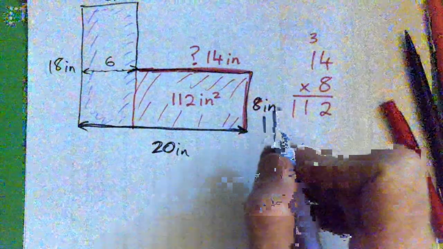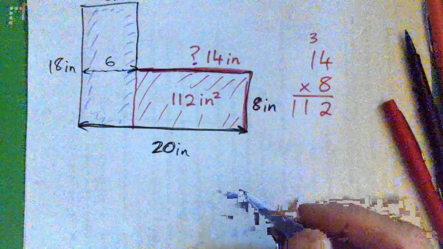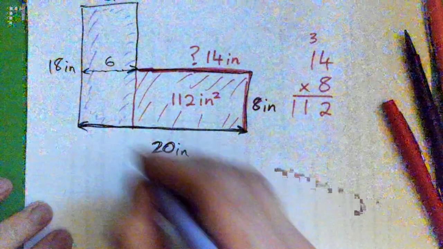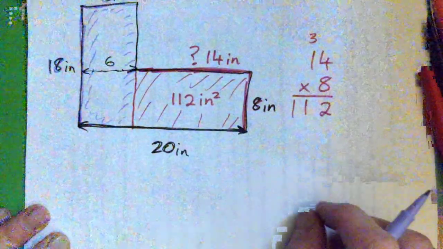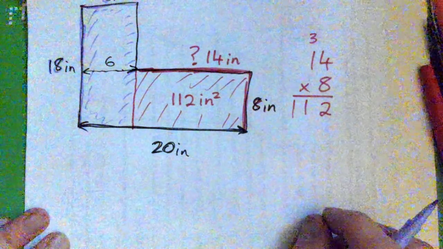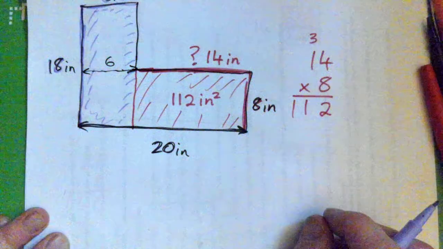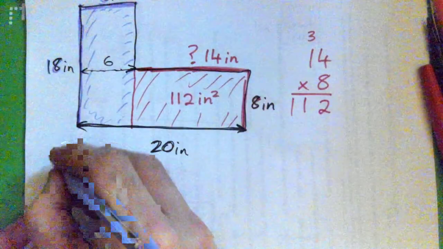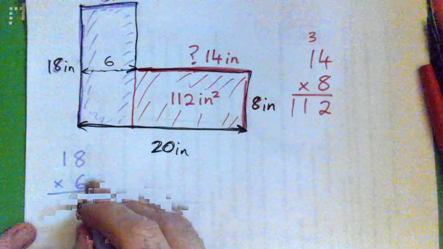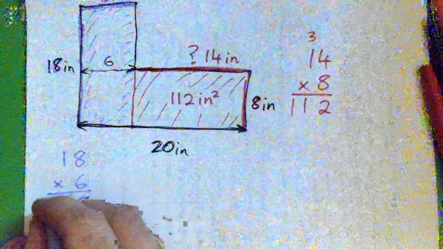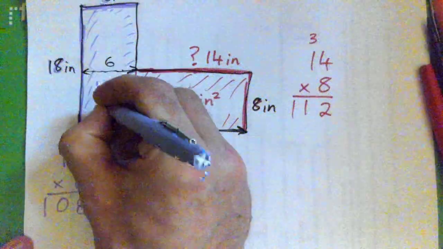Now on to the purple rectangle. What's the area of the purple? Take your time. So that just has a length of 18, and this is 6, right? So it'll be just 18 times 6, wouldn't it? 6 times 8 is 48, carry 4. 1 times 6 is 6, and 4 is 10. So that's 108 square inches, right?